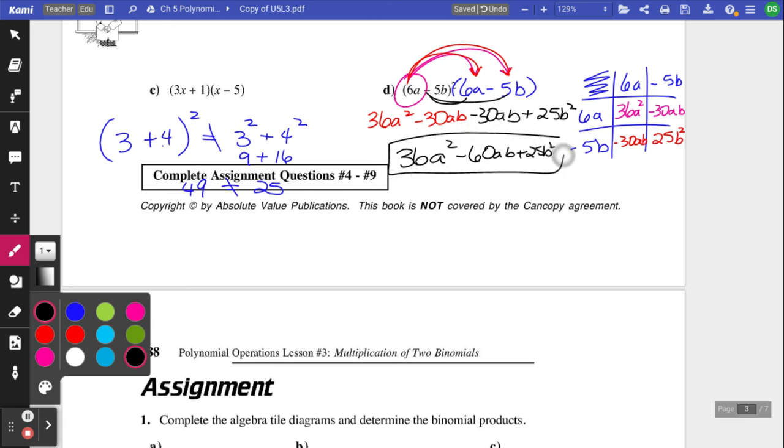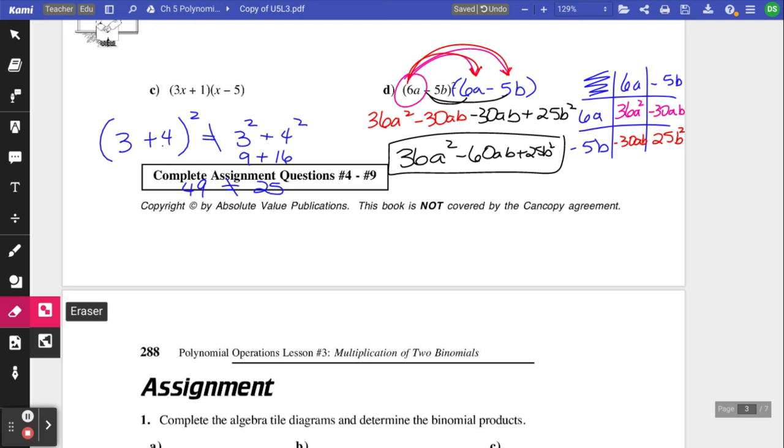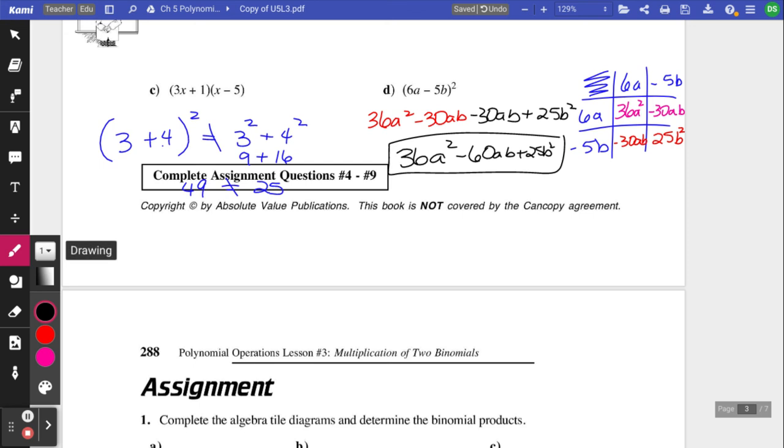But Miss Sewell, where on earth did you get the other 6A and 5B? Okay, because it said it was squared, Ben. That's such a good question, though. See the original? See how it said square it? You know that anytime something is squared, that means you actually have to multiply it by itself. So just do this and copy it down again.